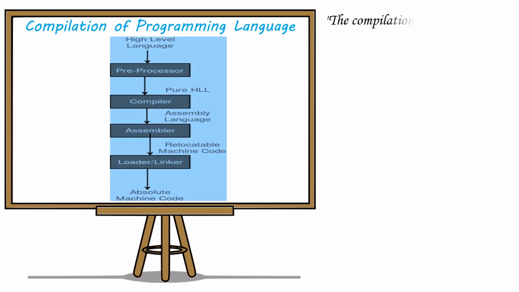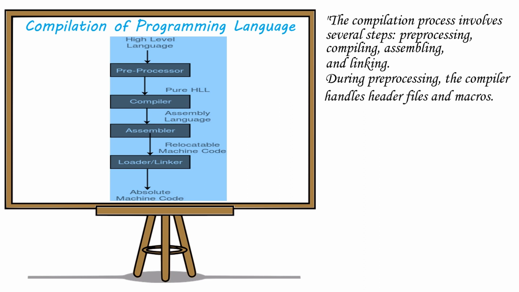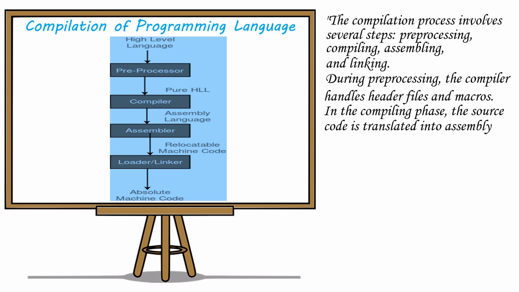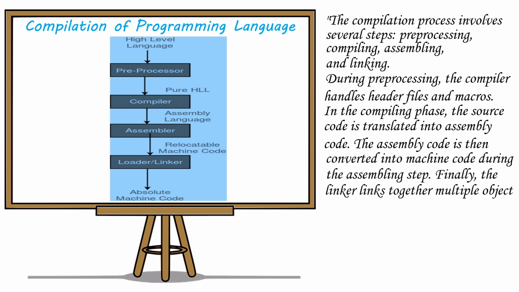The compilation process involves several steps: pre-processing, compiling, assembling, and linking. During pre-processing, the compiler handles header files and macros. In the compiling phase, the source code is translated into assembly code. The assembly code is then converted into machine code during the assembling step. Finally, the linker links together multiple object files and libraries to generate the executable binary.